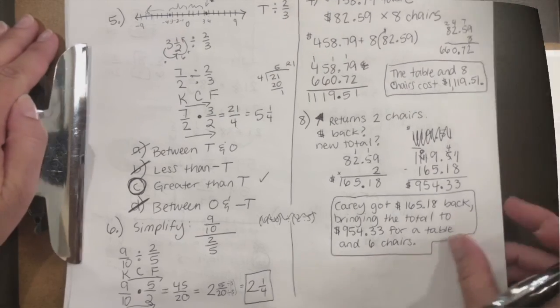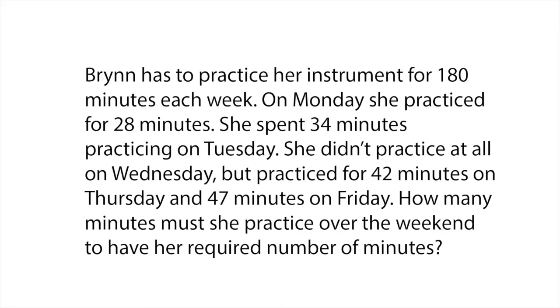Let's do number 9. Bryn has to practice her instrument for 180 minutes each week. On Monday, she practiced for 28 minutes. She spent 34 minutes practicing on Tuesday, no practice on Wednesday, and practiced 42 minutes on Thursday and 47 minutes on Friday. How many minutes must she practice over the weekend to have the required number of minutes?